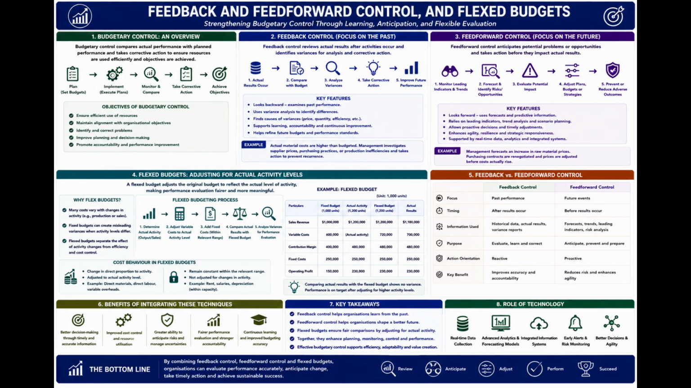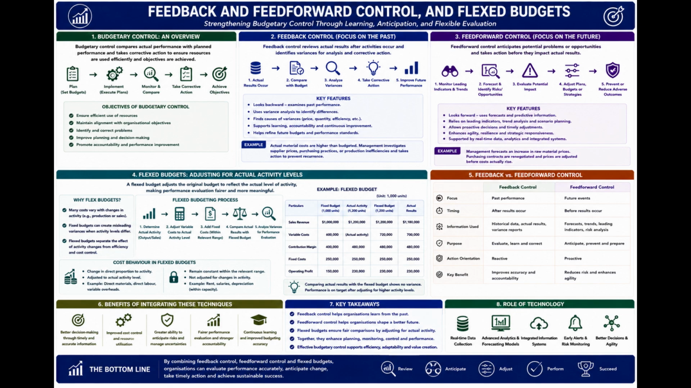Variance analysis forms an important part of this process by highlighting areas where actual performance differs from expectations. Through regular reporting and review, organizations develop a culture of performance monitoring and operational discipline. Consequently, feedback control plays a vital role in organizational learning and long-term performance enhancement.